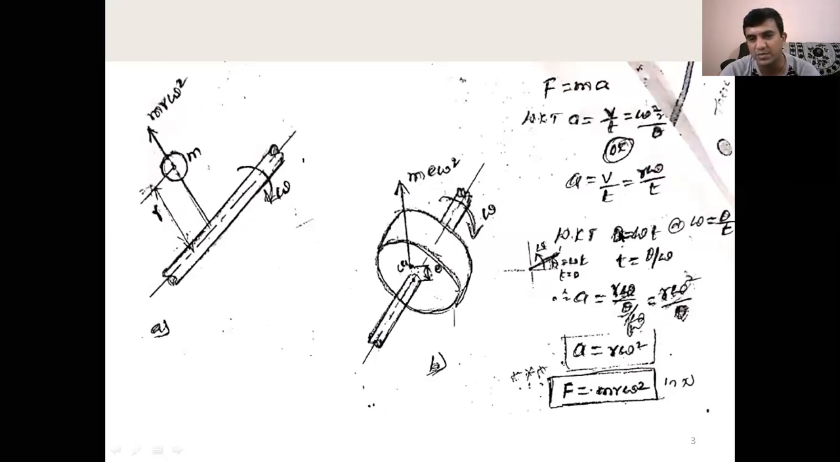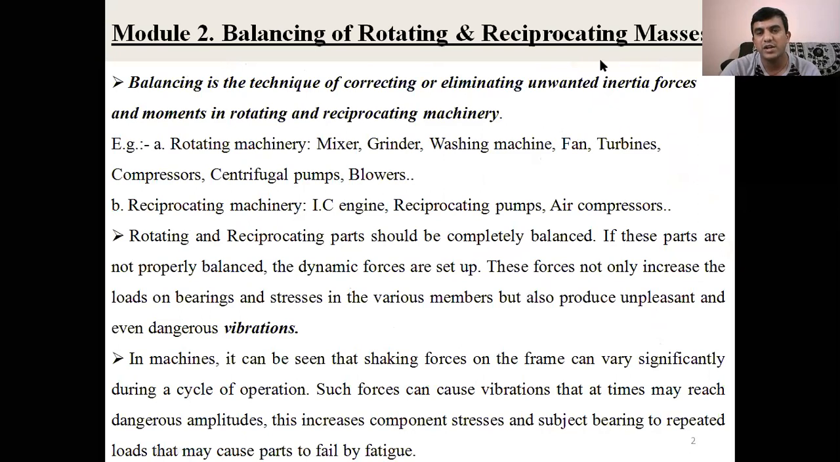You know how this formula comes? There is a small derivation. In general, consider the figure: the whole mass of the rotor acts at the CG. The distance between the CG of the rotor and the axis of the shaft is represented as r. When the shaft rotates, a centrifugal force acts radially outward. Its magnitude is m r omega square. Due to this, unwanted inertia forces are generated, and we eliminate or correct those forces. That technique is called balancing.